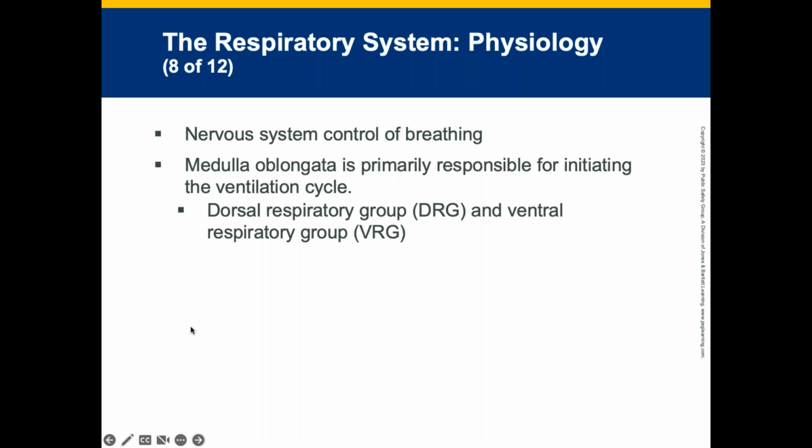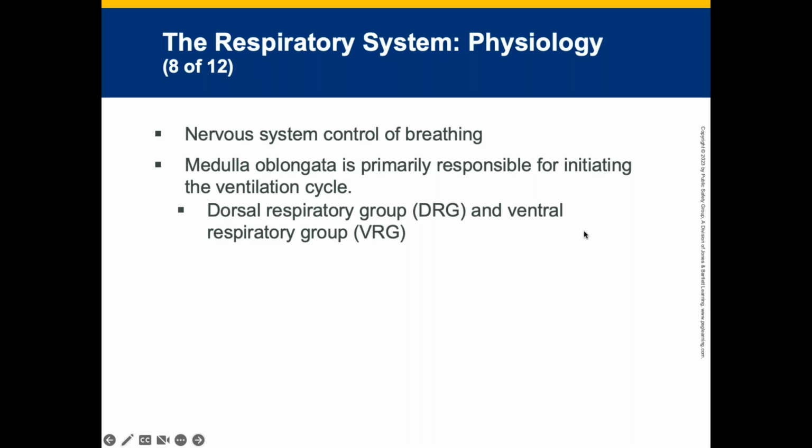All right, so the nervous system controls the breathing. The medulla oblongata is primarily responsible for initiating the ventilation cycle and is primarily stimulated by high carbon dioxide levels. All right, this is what stimulates our respiratory drive. The medulla has two main portions that control breathing: the dorsal respiratory group, the DRG, and the ventral respiratory group, which is called the VRG.